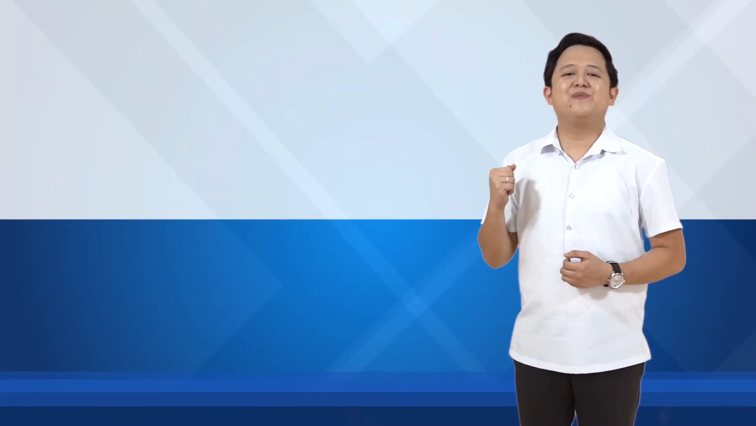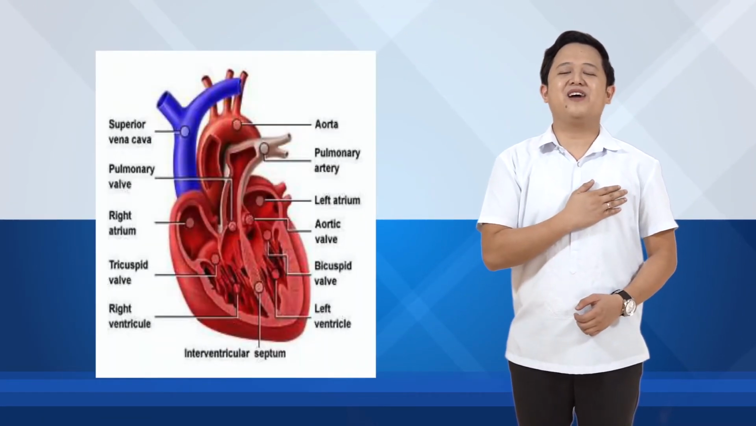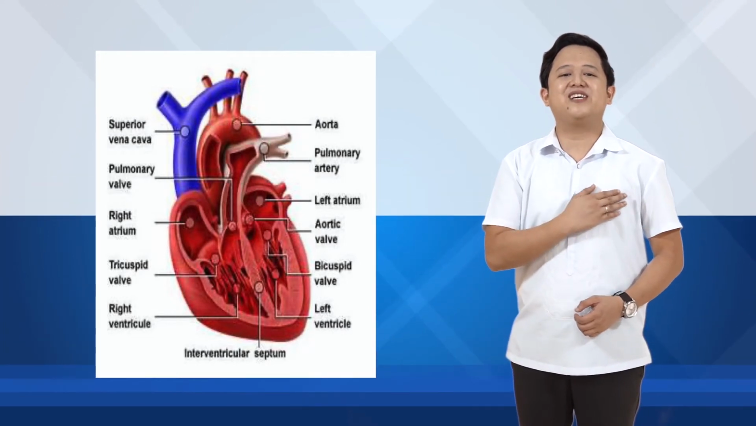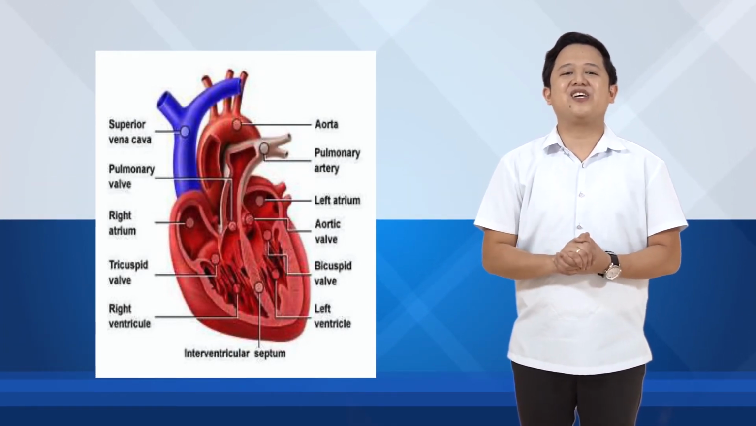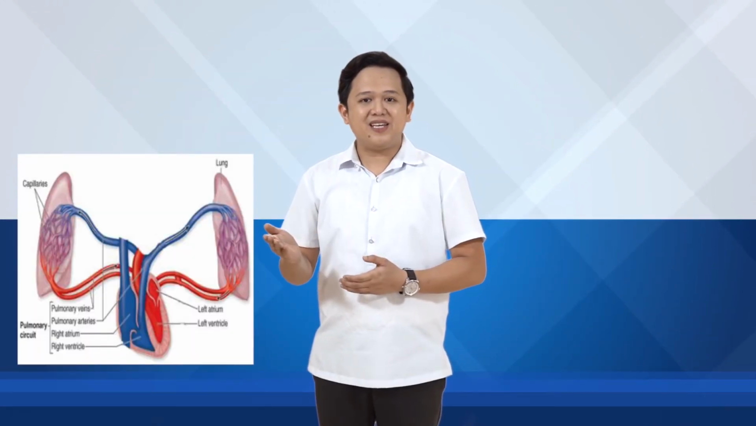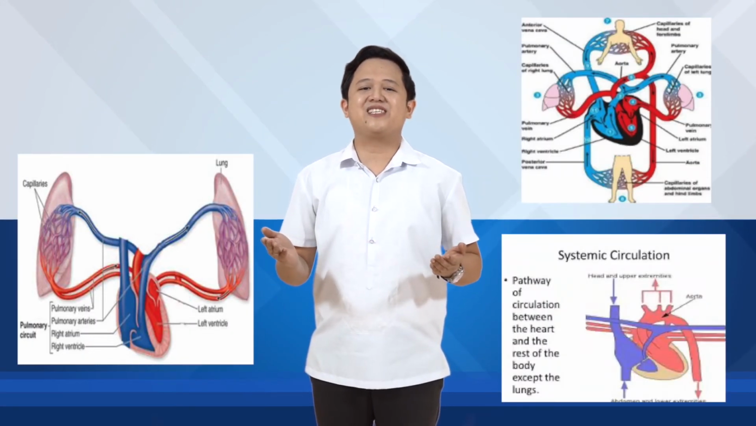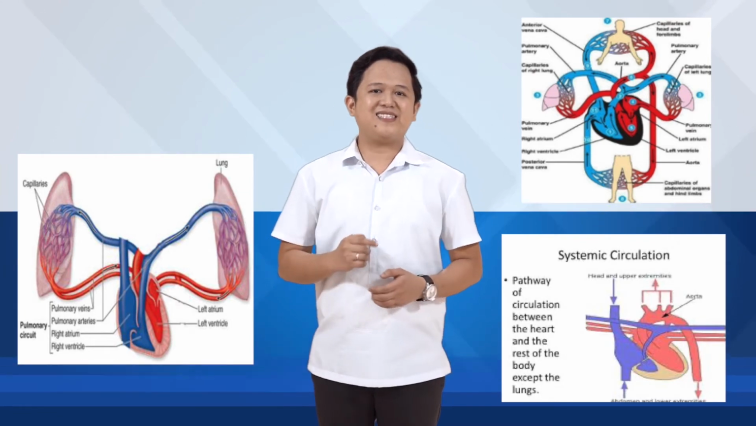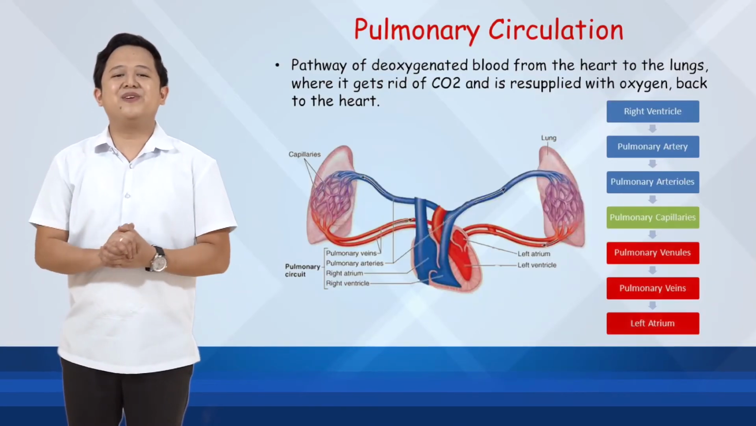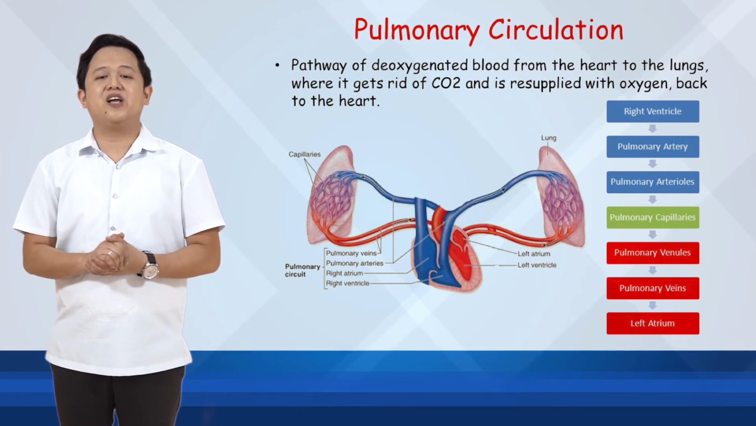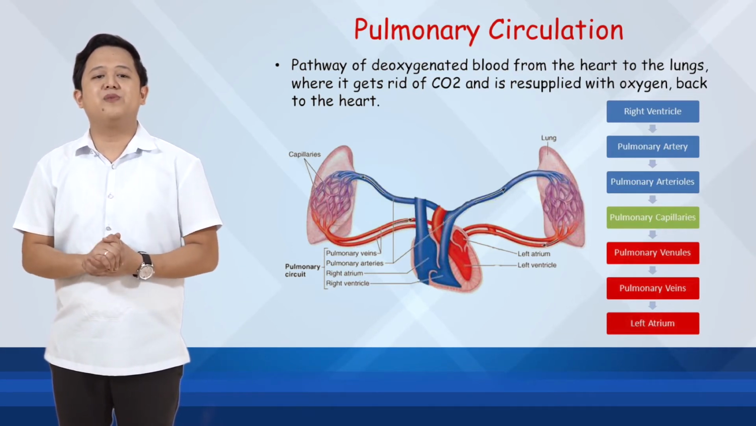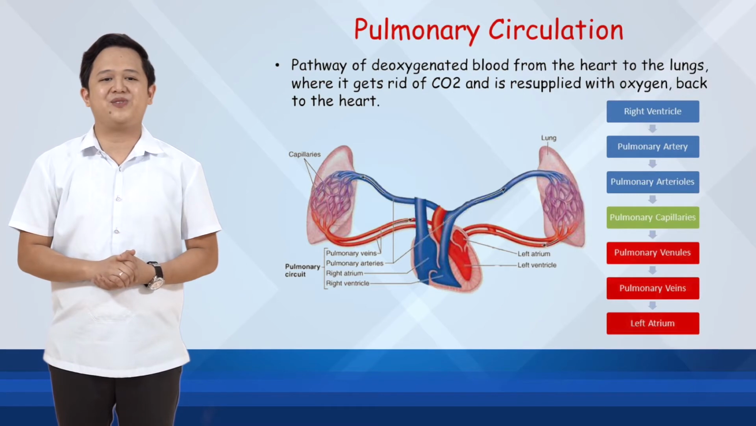Acting as a double pump, the heart pumps blood throughout the body in a continuous circulatory system which has 2 circuits of pathways, pulmonary and systemic circulation. But how does this happen? In pulmonary circulation, the contraction of the right ventricle of your heart forces the blood into the pulmonary artery.